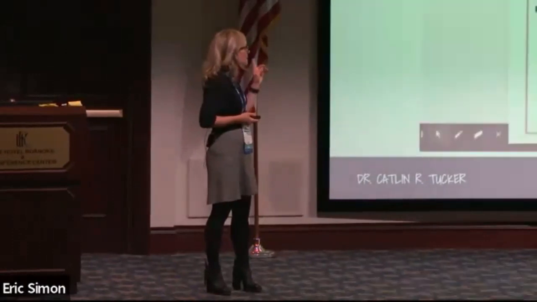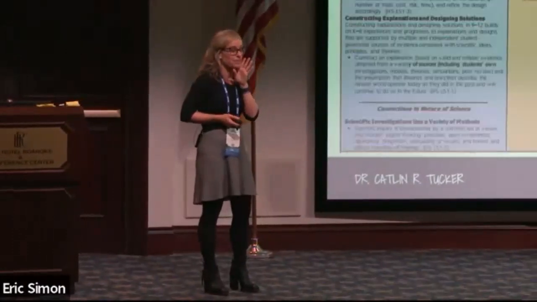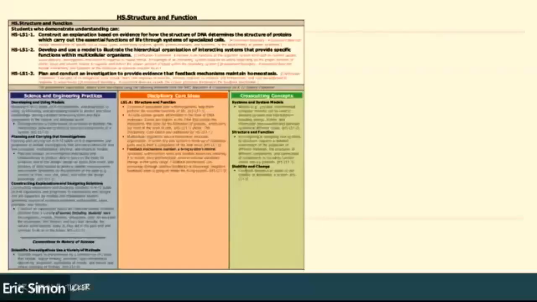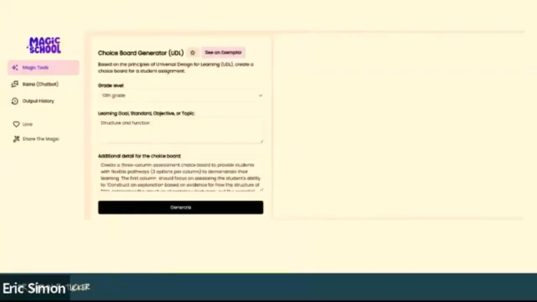Now again, this was a big ask before AI, but just to give you an example of what's possible, I went into the Next Generation Science Standards and I was looking at the high school biology, and this is a focus of structure and functions, and there are these three focus standards at the top. And what I love about them too is they even have clarification statements and assessment boundaries up at the top. But for this demo, super simply, I went to Magic School AI. They have a choice board generator. I had never used it for an assessment choice board, but I thought, what the heck?